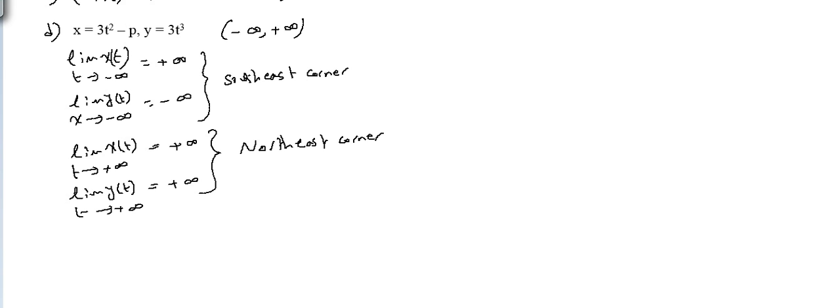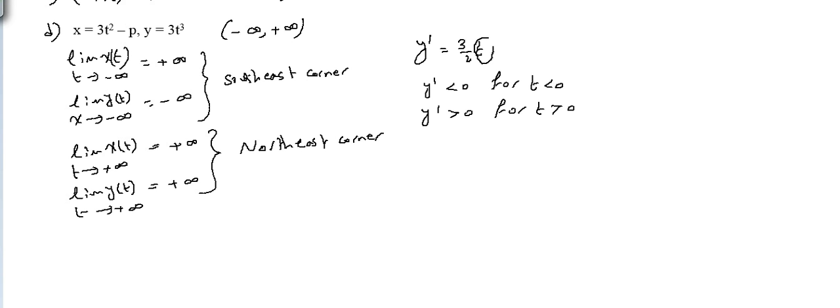All right, y prime, we found it, and it's 3 over 2 t. Y prime is negative when t is negative, and y prime is positive for t positive. If t is a negative number, 3 over 2 times a negative number is negative, and if it is positive, then the derivative is positive. And the derivative is 0 for t equals 0.